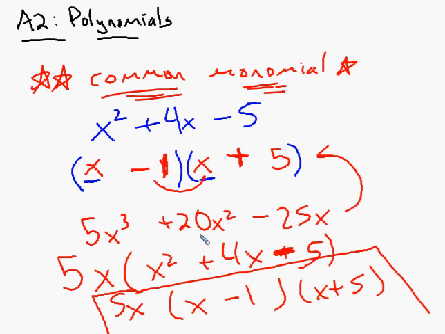Now, occasionally, a student will be at this step, and they will jump right to here, and they'll get something like a 5x squared minus a 5x. And this is still wrong because there's still some factoring that could be done. So we always want to factor out that common monomial first.